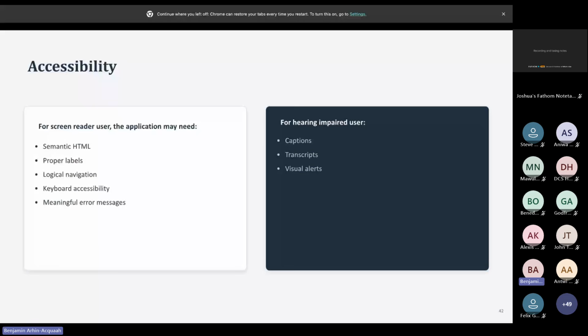Still on accessibility, so for screen reader users, the application may need semantic HTML, proper labels, logical navigation, and then keyboard accessibility and meaningful error messages.